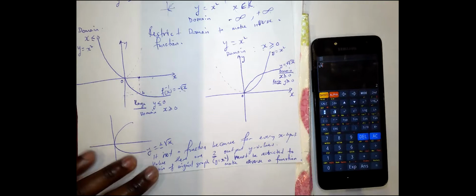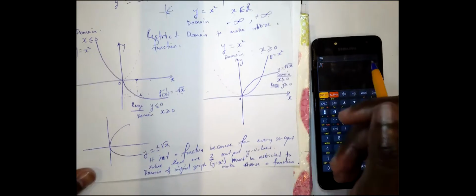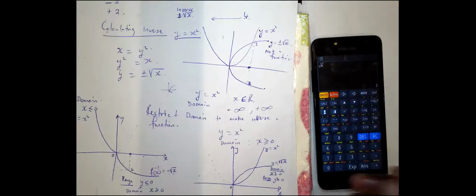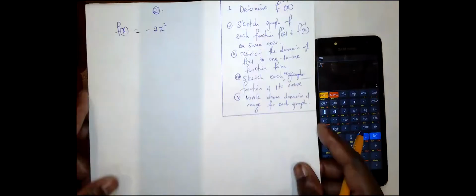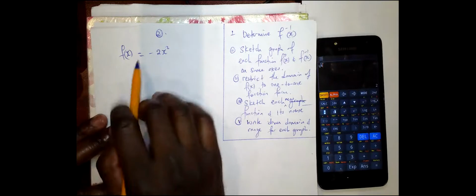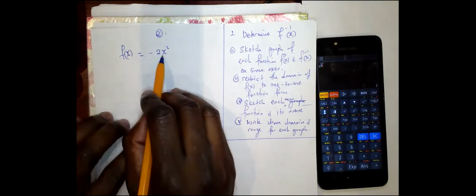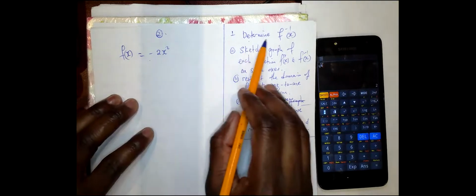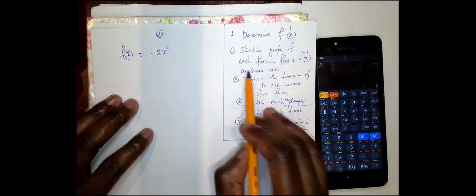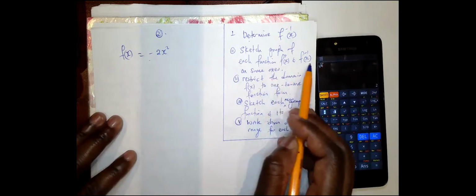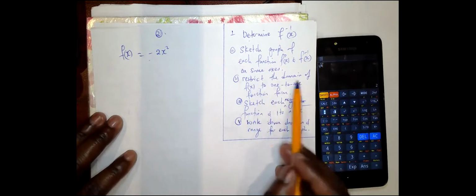So to make its inverse a function, the domain must be restricted. Okay, so let's try to see if we can have a question here. What question do we have here? It's f of x is equal to negative 2x squared. And the first question is saying determine the inverse. The second is sketch the graph of each of the functions, f of x and its inverse. Restrict the domain.